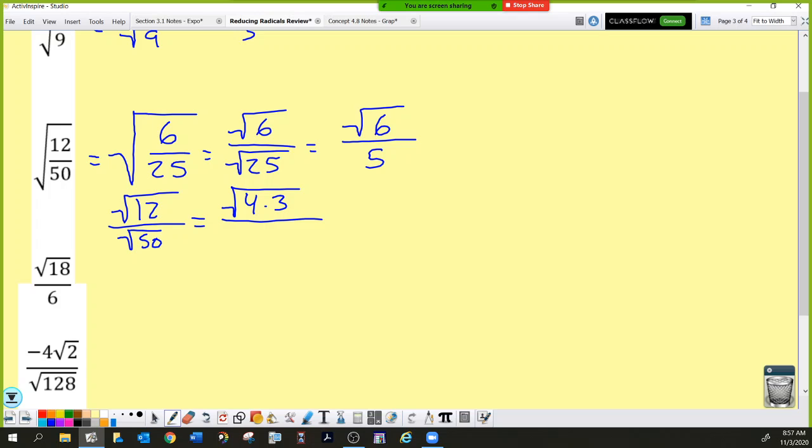And what perfect square goes into 50? 25. I hate when that happens. Teachers do that junk all the time. Okay, so square root of 4 is 2. The root 3 is stuck. Square root of 25 is 5. The root 2 is stuck. And I'm telling you that these two answers are identical to one another.